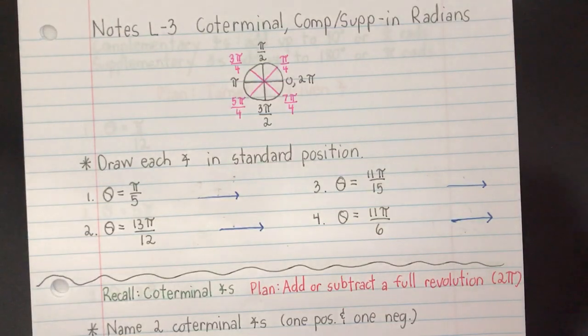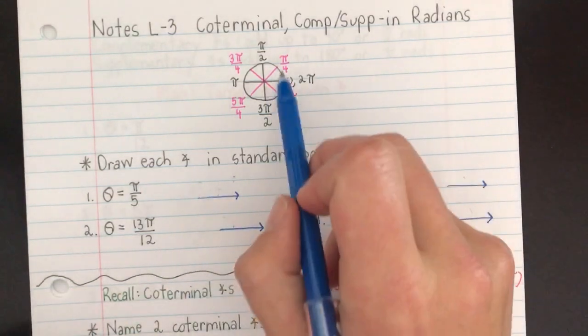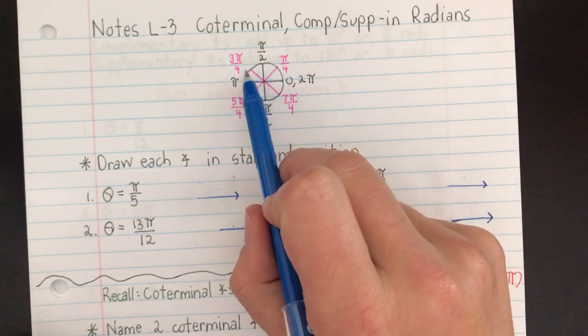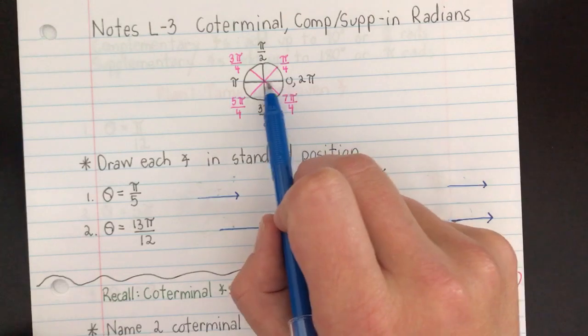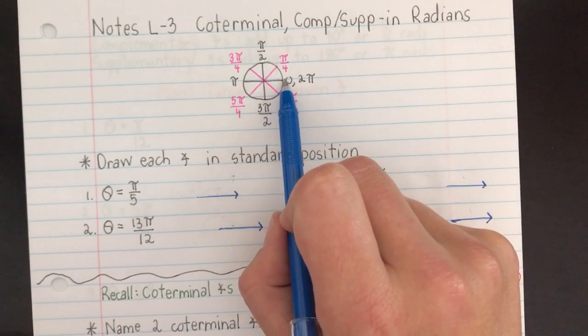Today we're looking at notes L-3, coterminal, complementary and supplementary angles, all in radians. So here you have before you a circle that has its angle measurements in radians. So remember, this is our initial side, our starting point right here, 0 radians.